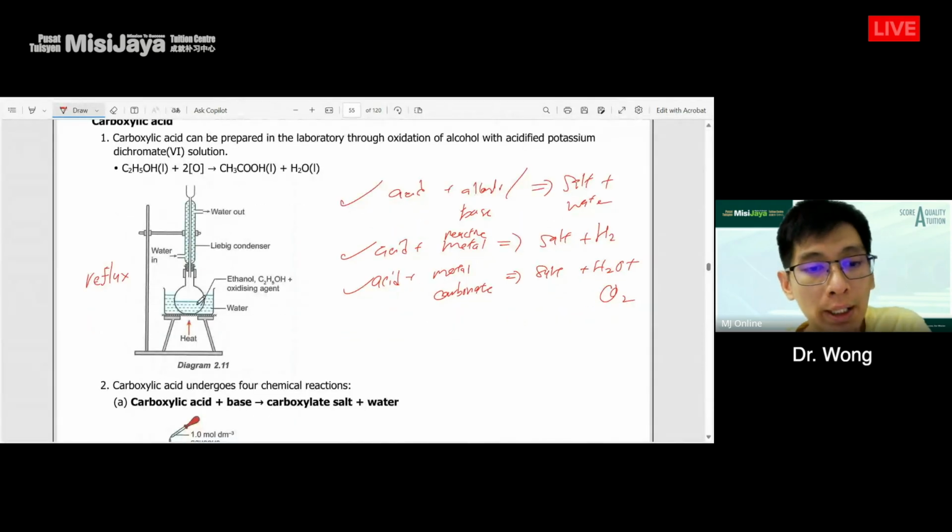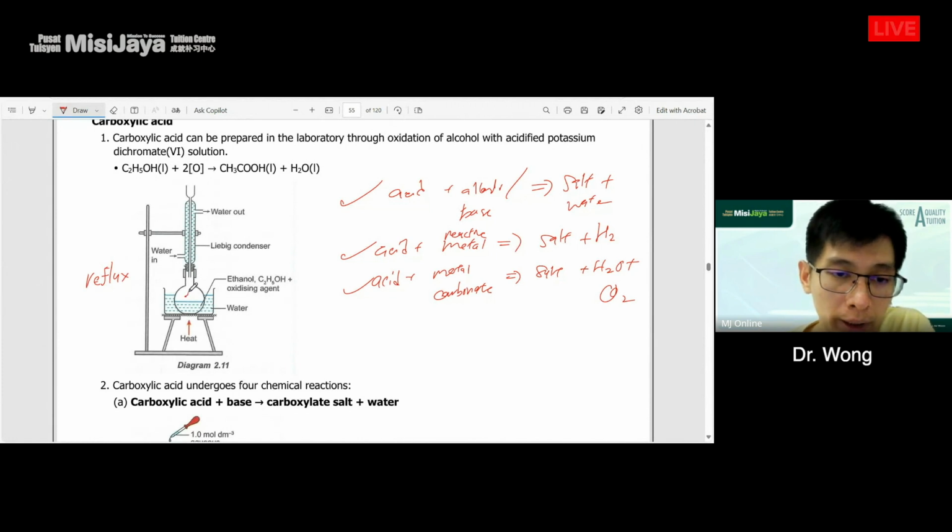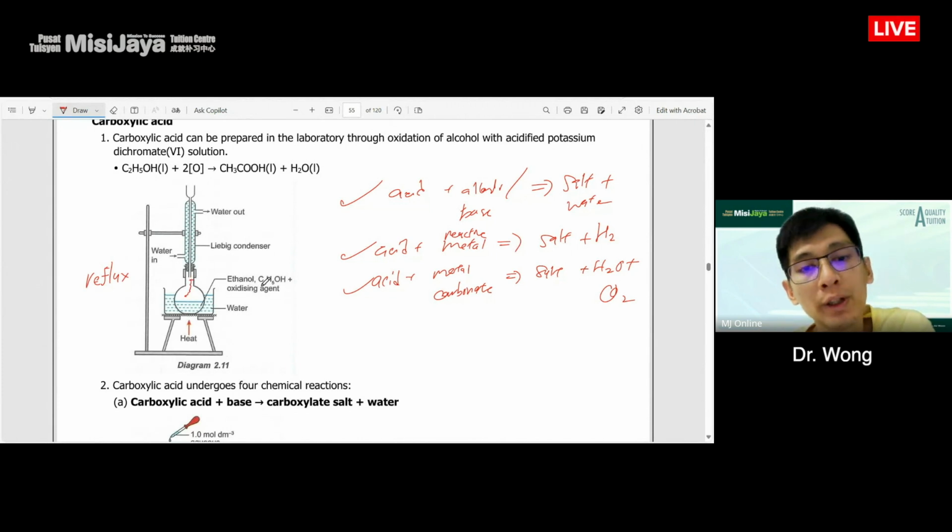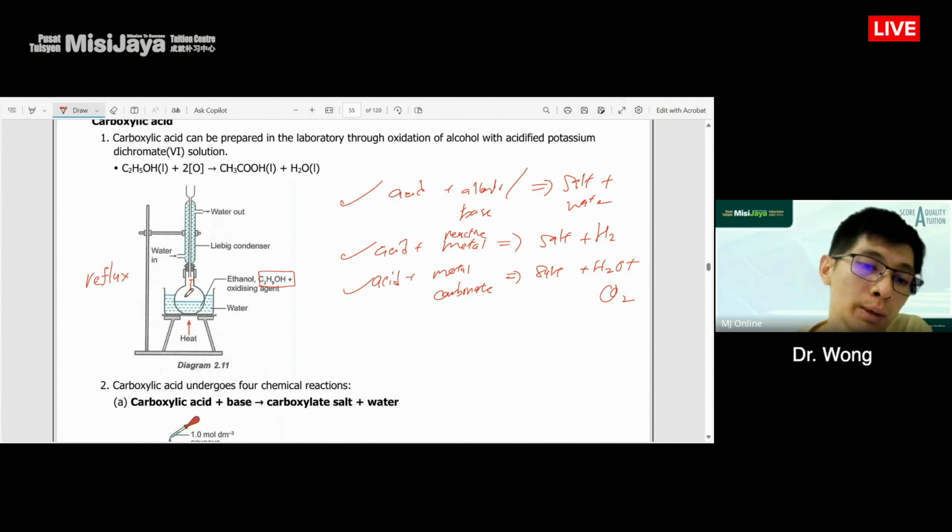So what does this mean? Whatever reaction happens, we know that things evaporate. Who will evaporate first? Ethanol will evaporate first. Why? Because the boiling point is lower.